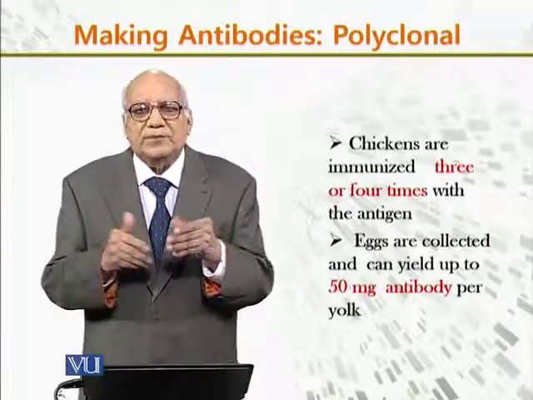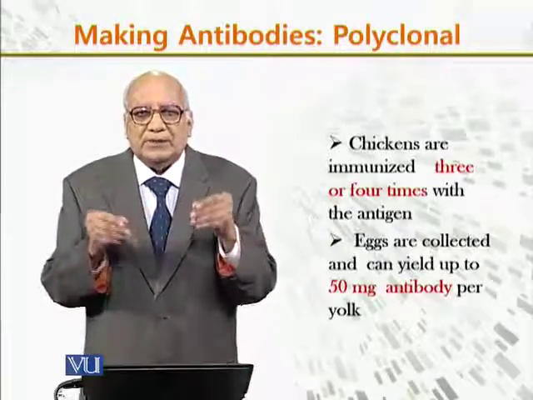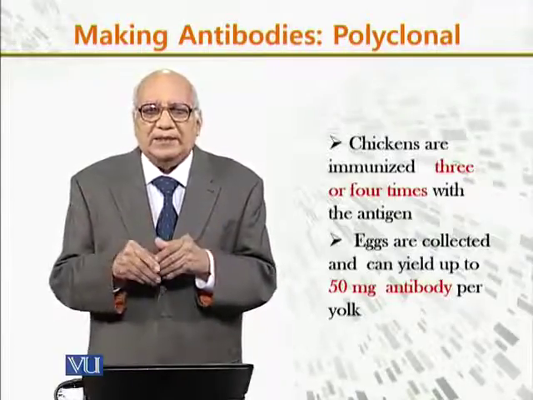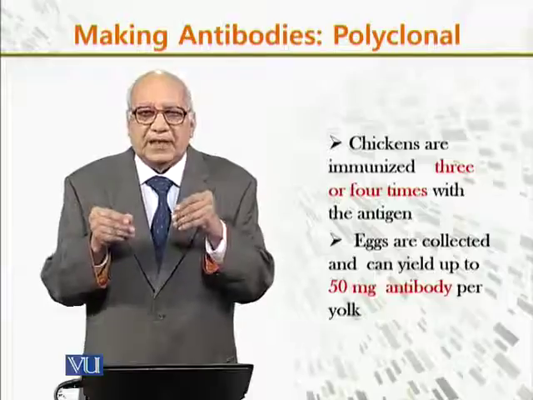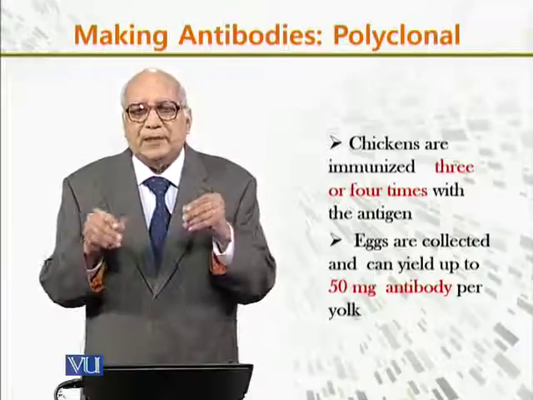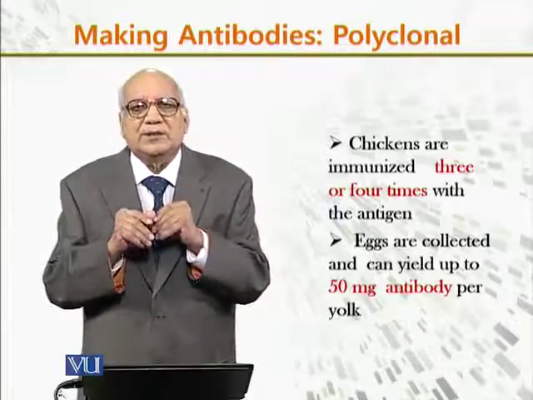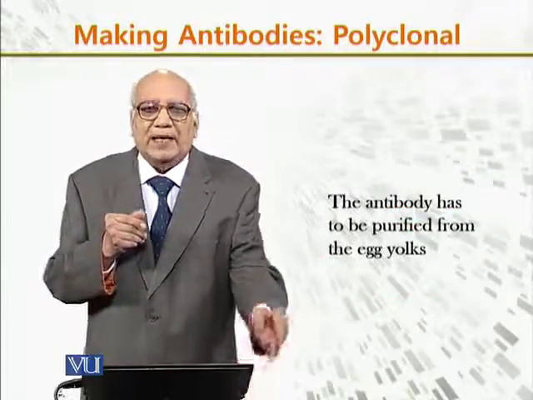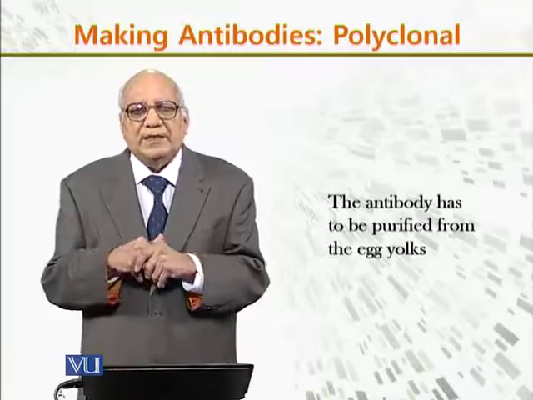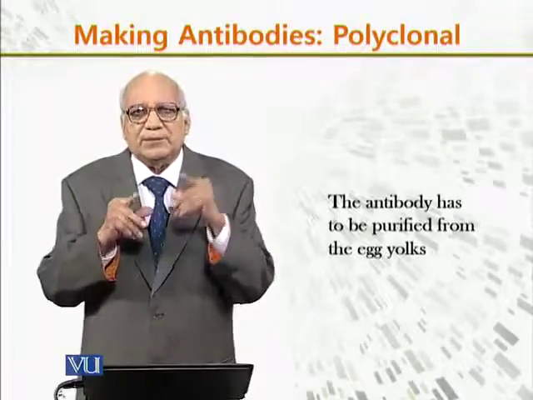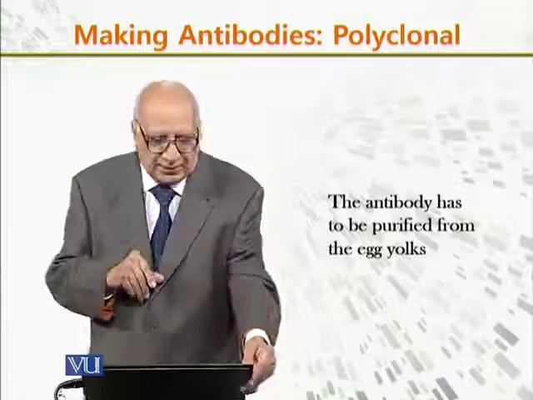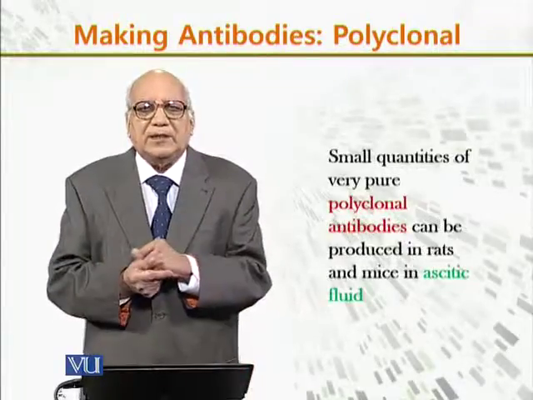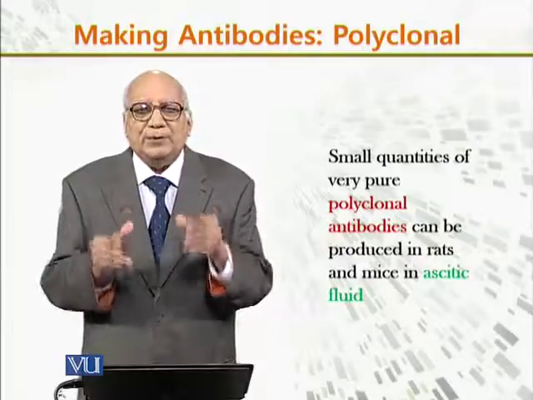Now, how? The chickens are immunized 3 or 4 times with the antigen, and then eggs are collected and can yield up to 50 milligrams of antibody per yolk. So we can use chickens as well to prepare antibodies. The antibody has to be purified from the egg yolk.